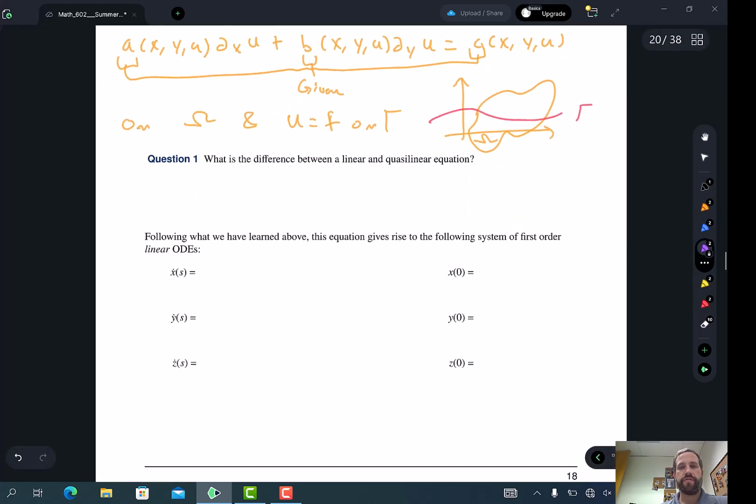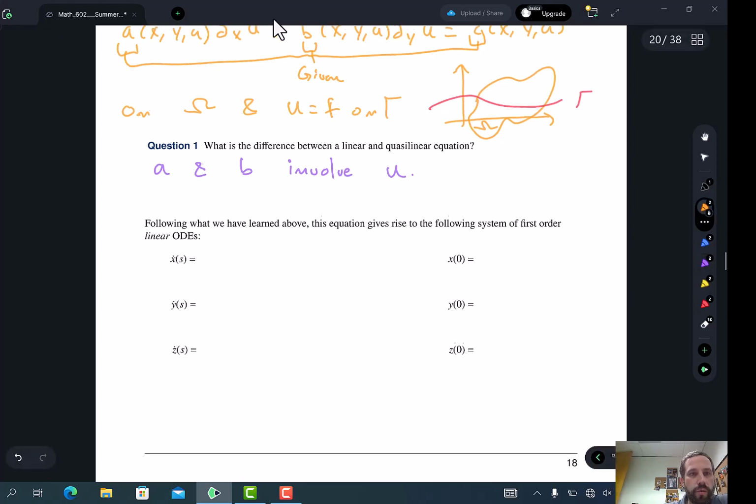Okay, so what is the difference between a linear and quasi-linear equation? Well, just look at what's going on here. We're allowed to, the things that we're multiplying the x and y derivative by, those involve u. So the functions a and b involve, or at least could involve, the unknown function u. And before we didn't have that. When we're dealing with linear equations, the a and b functions were only functions of x and y. Okay, so how does this make a difference?